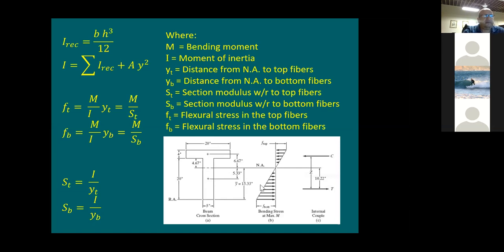Once you have the moment of inertia and the centroid location, you have a few values. You have something called y top. What is y top? It's the distance from the neutral axis to the top of the section, from here to here. In this case, based on these numeric values, it's 2 inches plus 6.67, which is 8.67. So y top is the distance from the centroid of the section to the top fiber of the beam. And what is y bottom? Y bottom is the distance from the neutral axis to the bottom fibers, from here all the way to there, which is 15.33 in this numerical example.